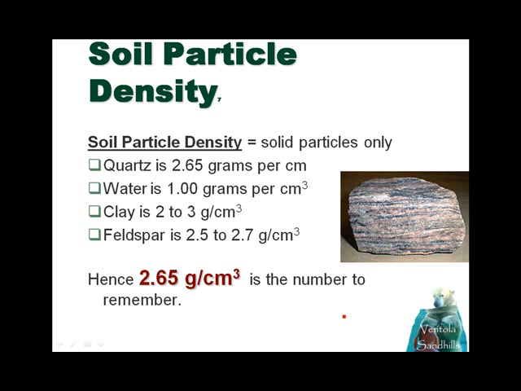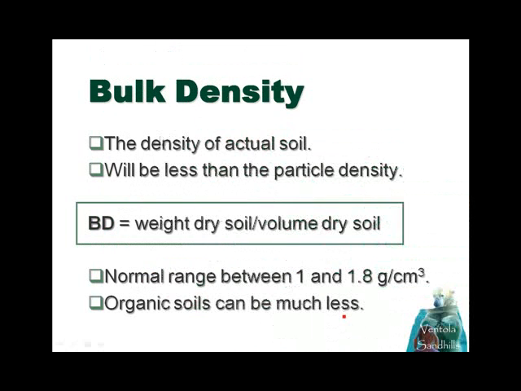Bulk density is the density of actual soil. It's going to be less than the particle density, always. If you do this math and you have a bulk density greater than your particle density, you've made a mistake. Bulk density is the weight of the dry soil, so that's the soil put in an oven, divided by the volume of the dry soil. It's going to be grams per centimeter cubed, and the range is going to be between 1 and 1.8, unless it's an odd organic soil that floats.